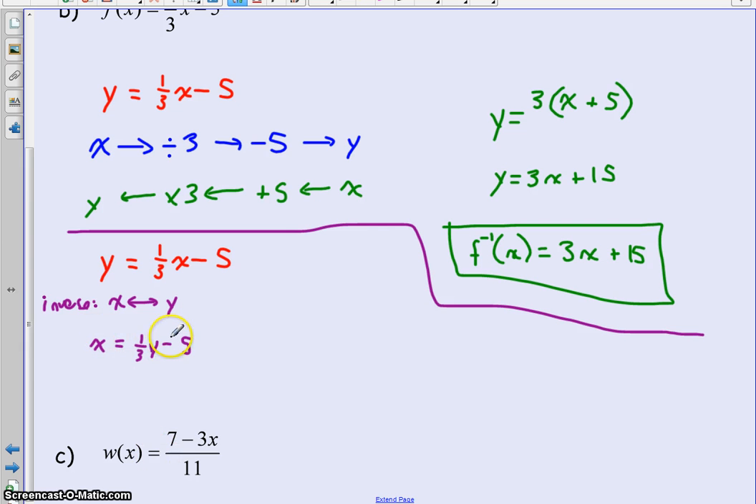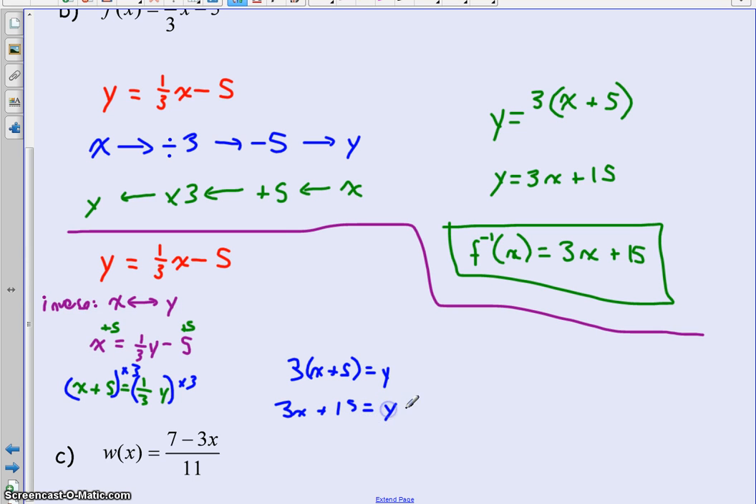So how am I going to isolate for y here? Well, the first thing I'm going to do is add 5 to both sides. So that gives me x plus 5 equals 1 over 3y. Okay, and then I'm going to just simply multiply everything by 3. So now 3 times (x plus 5) is equal to y, or y equals 3x plus 15. So see, you get the exact same answer in the end.